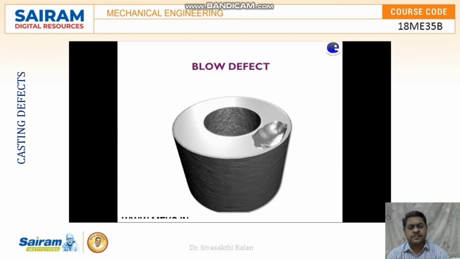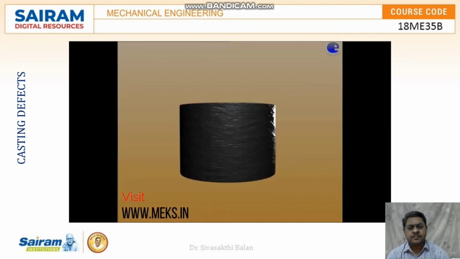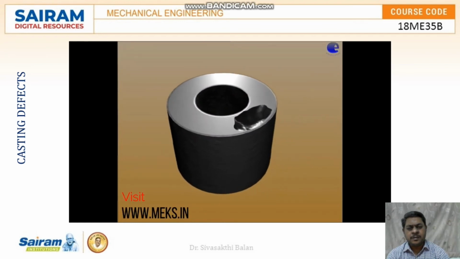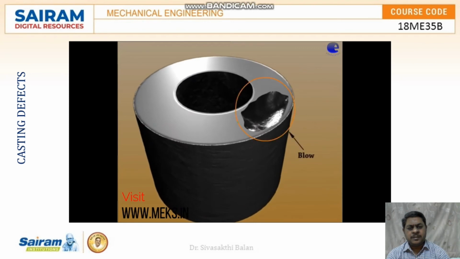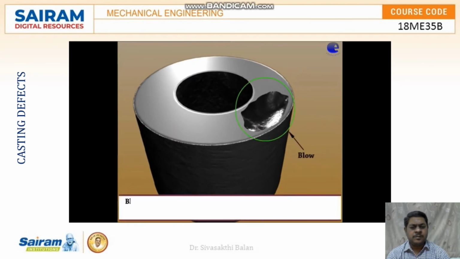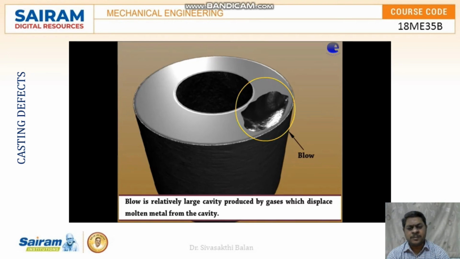Blow defect. This is a cast metal and this is known as blow. Blow is a relatively large cavity produced by gases which displace the molten metal from the cavity.